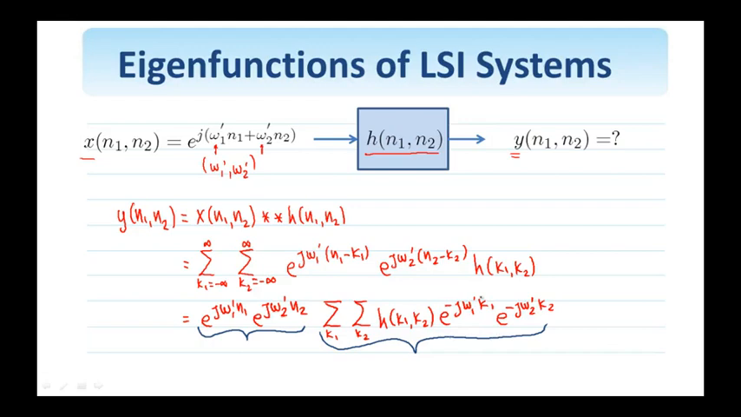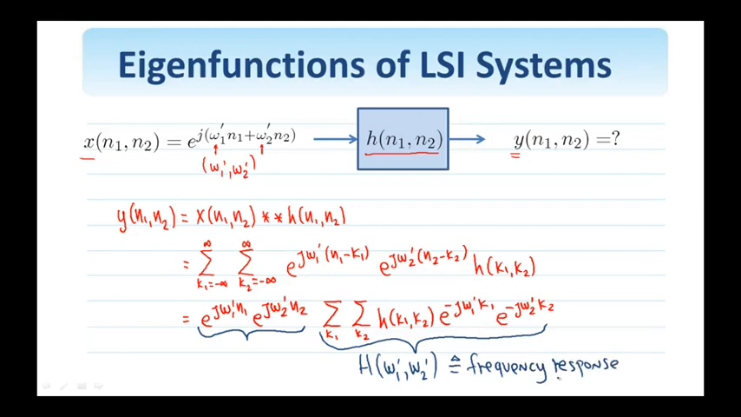So if the magnitude of this term here is equal to 1, then the complex exponential goes through the system unchanged, while on the other hand, if the magnitude is equal to 0, the complex exponential is rejected by the system. So therefore, this is the response of the LSI system with impulse response h(n1, n2) at these frequencies omega 1 prime, omega 2 prime, denoted by capital H(omega 1 prime, omega 2 prime), and this is the frequency response of the system.